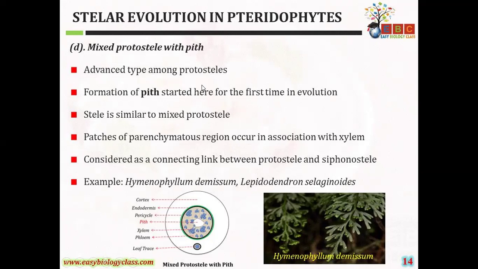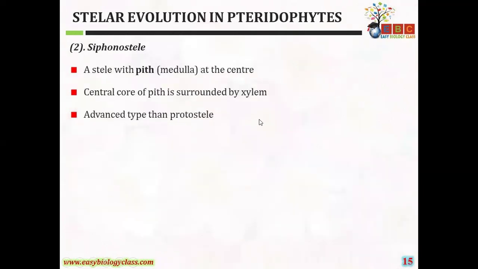So we are studying here the evolution. That is the reason why the primitive one of the steles is the protostele, and that too the haplostele. That is a primitive one without any pith region. But as we move on to the advancement of stellar evolution, among these protostelic conditions, the mixed protostele with the pith region becomes the advanced one. The next evolution from this protostele will be the siphonostele.